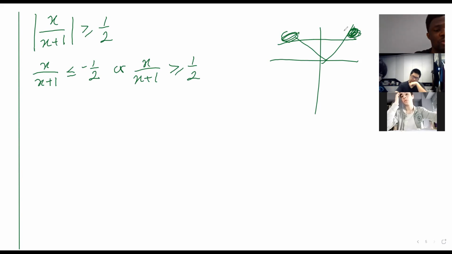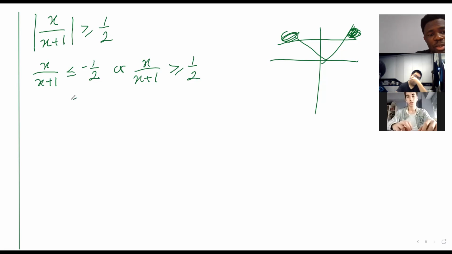Then you have a problem. You can multiply by 2. 2 is positive and nothing will change. But you cannot multiply by x plus 1 because you know nothing about x plus 1. You don't know if it is positive or negative. If x plus 1 is positive, you keep the sign; if it is negative, you have to change the sign. You understand what I mean?